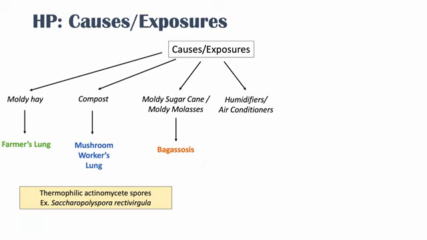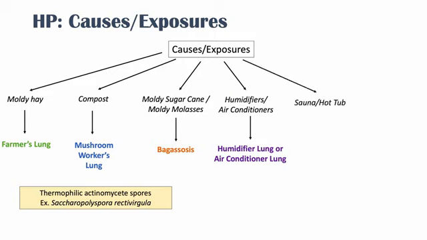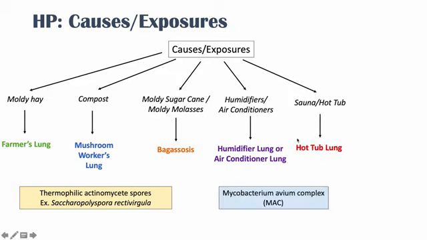Another exposure is humidifiers or air conditioners. This can lead to what we call humidifier lung or air conditioner lung. There's also exposures to saunas or hot tubs. This can lead to hot tub lung. You might have heard of this condition. Both of these are really due to exposure to Mycobacterium avium complex, or MAC.